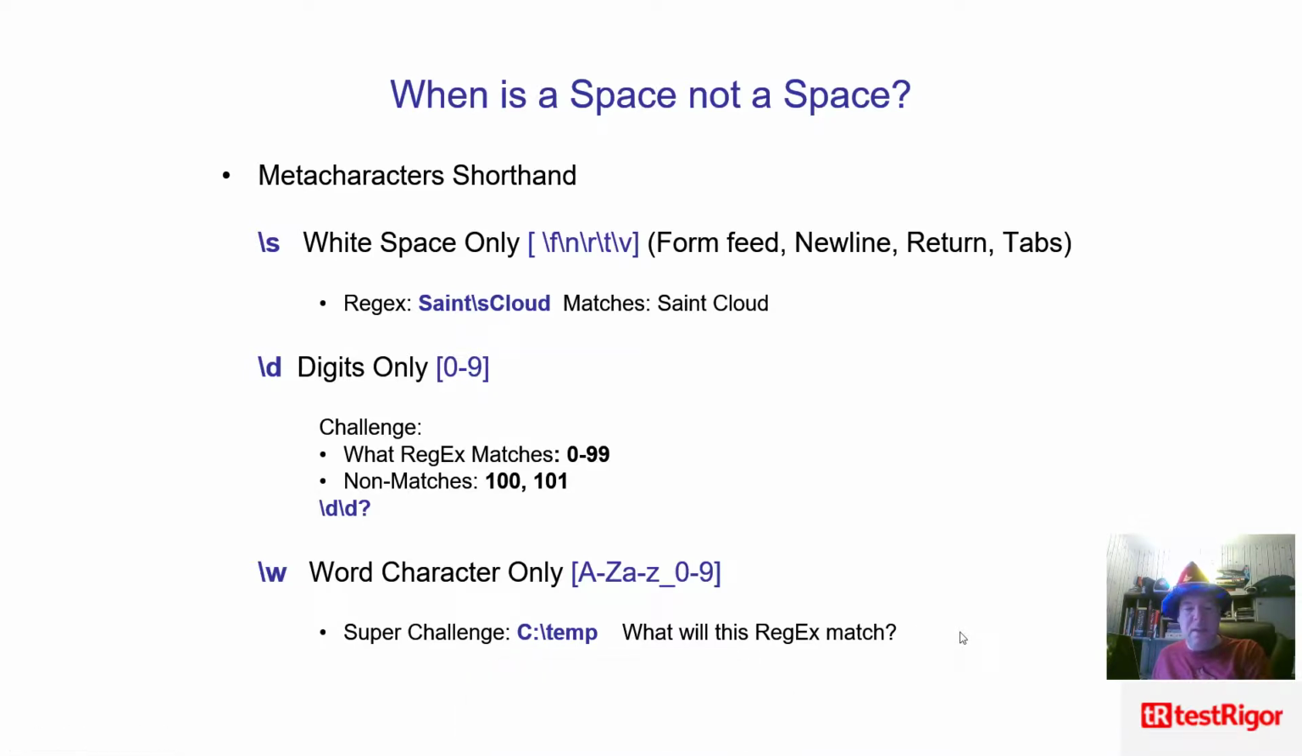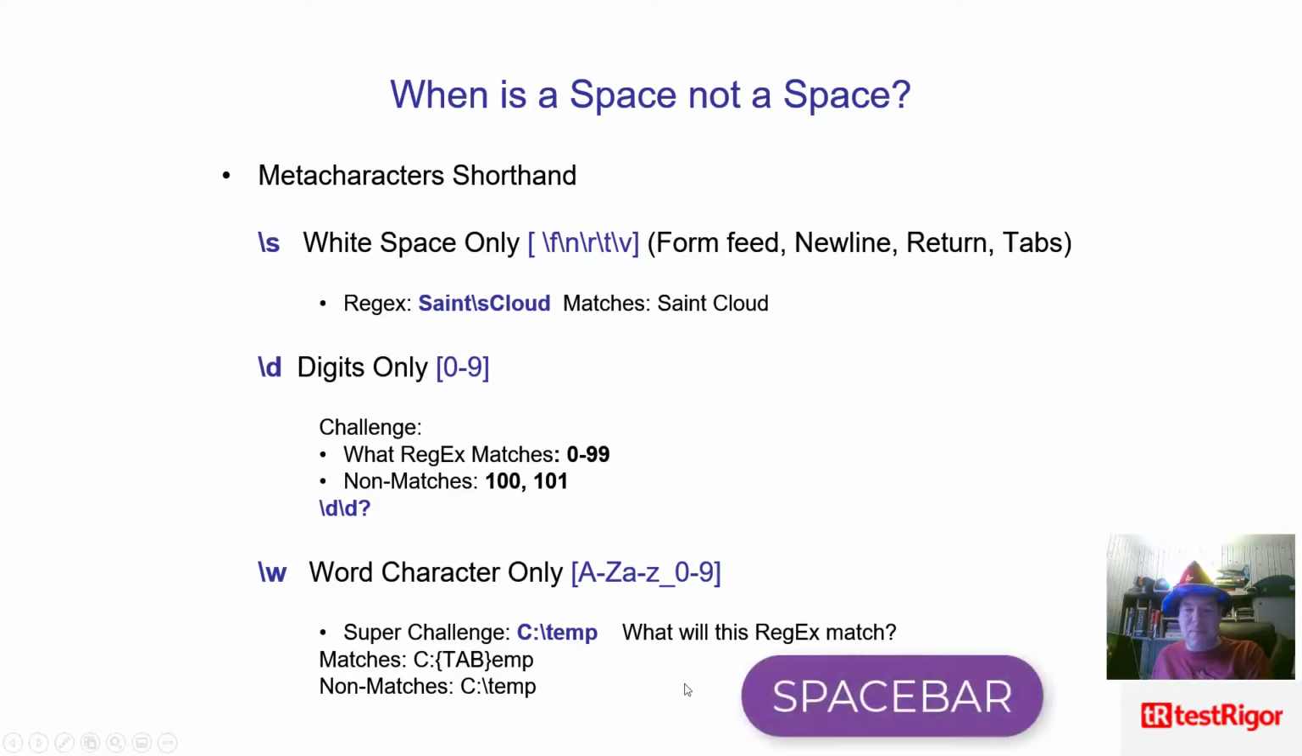All right, coming back at you. The answer is it matches C and a tab, EMP. Why is there a tab in this? I thought this was all okay. It's a \ with a T. T up here is a tab. So this actually translates to a tab. What it would match is just a C, a tab, and an EMP, but it would not match a directory of temp underneath the root of C.